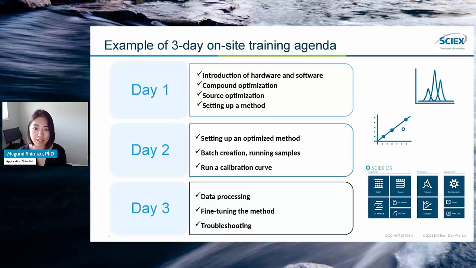And this is an example of an on-site training agenda. After introducing the software and hardware, we usually start working with the compounds that the customer is going to analyze. In this case, for you, it's going to be PFAS, starting with the compound optimization and the source optimization for setting up a method for the customers. We will make a calibration curve and run actual samples if available, so we can practice data processing using SCIEX OS.